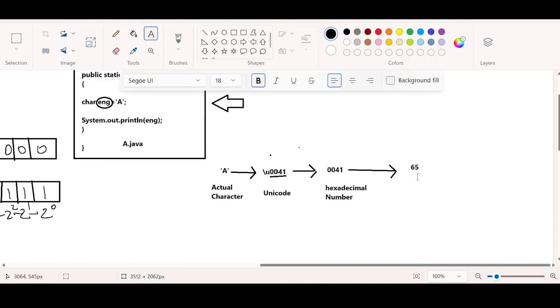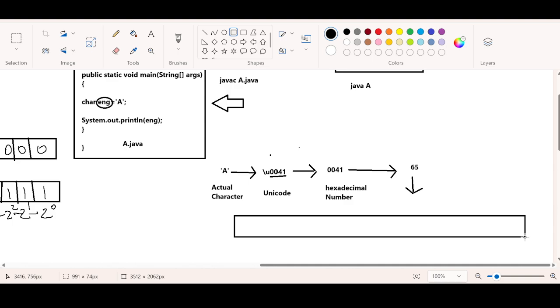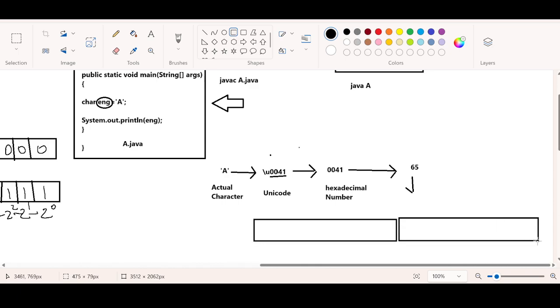Then at last, the 65 will be converted to a binary number and will be stored in a 16-bit register. Why 16 bits? The size of the char data type is what? 2 bytes. 2 bytes is the combination of 16 bits, a combination of two 1-byte registers. So 16 bits will be created, and this decimal number has to get converted to a binary number. Let me do the conversion.